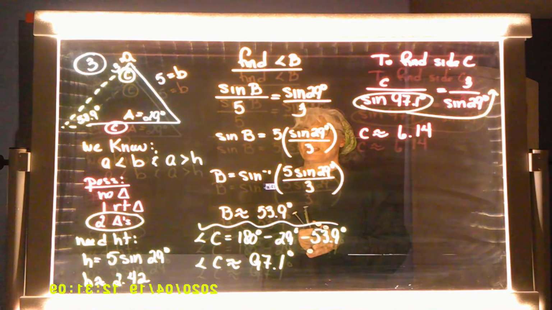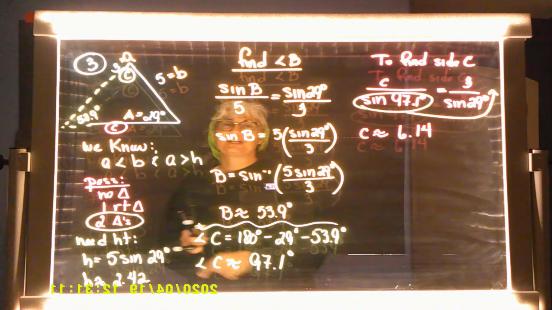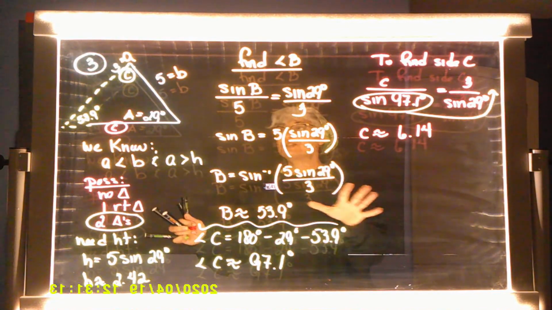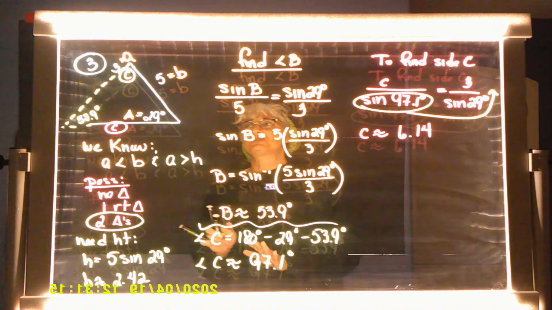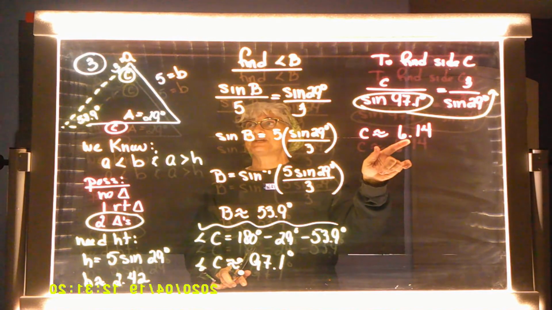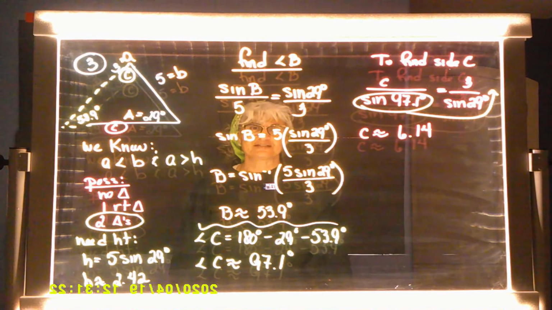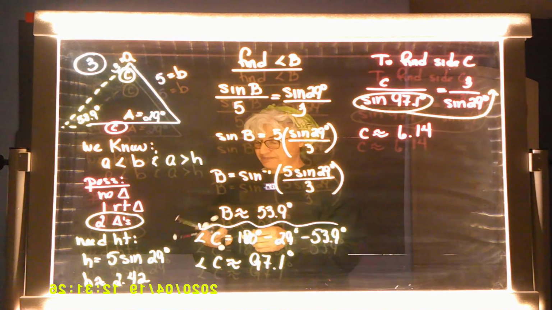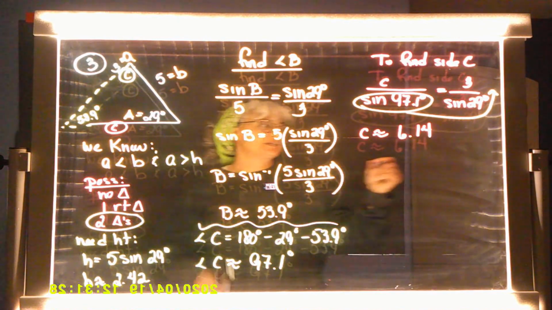Okay. Now here's the deal though. There's supposed to be 2 triangles here. We found the one triangle. This is what the one triangle looks like. Angle C is right here. Side C is right here. But there's a second triangle, isn't there? And you're like, how do I find the second triangle? All right. It's not as bad as you think.